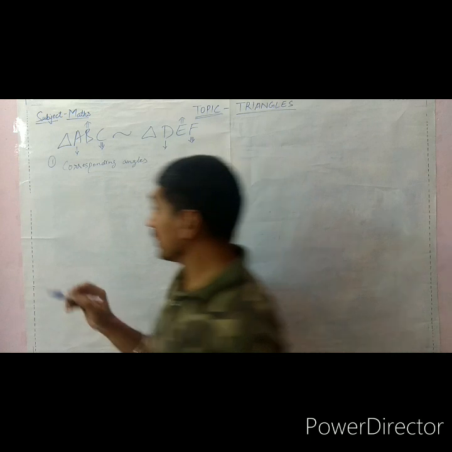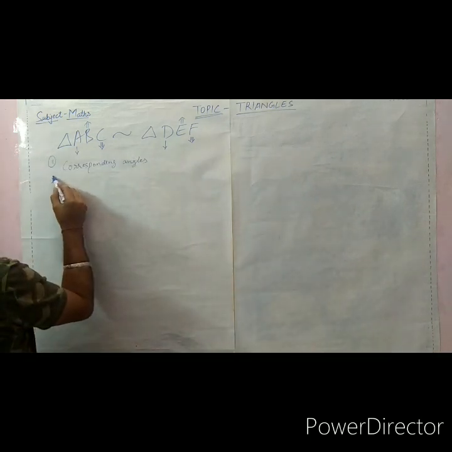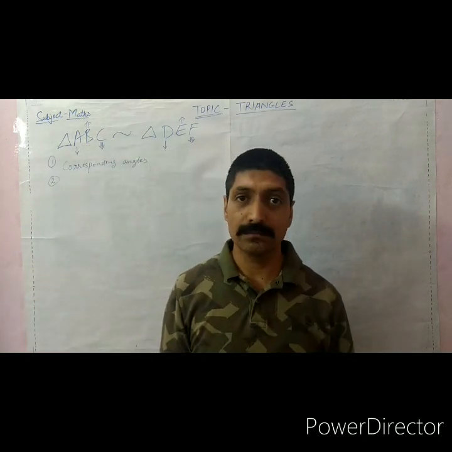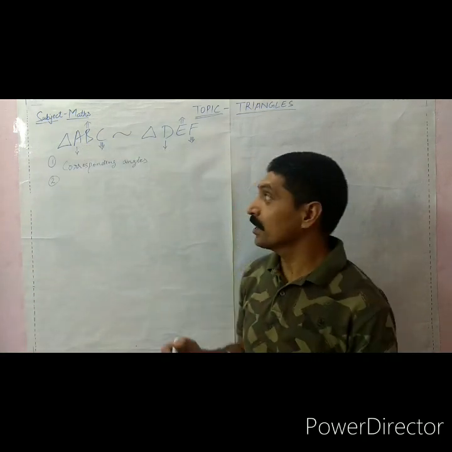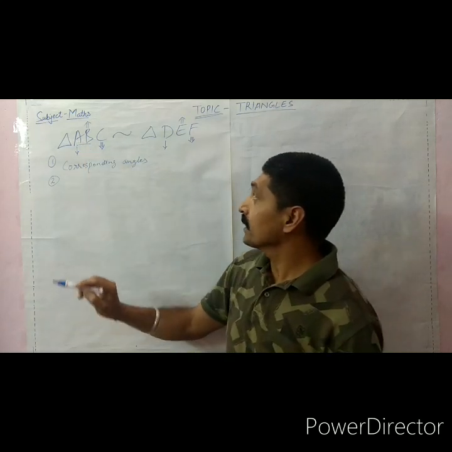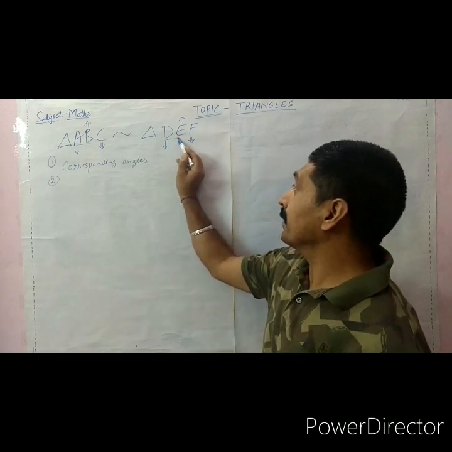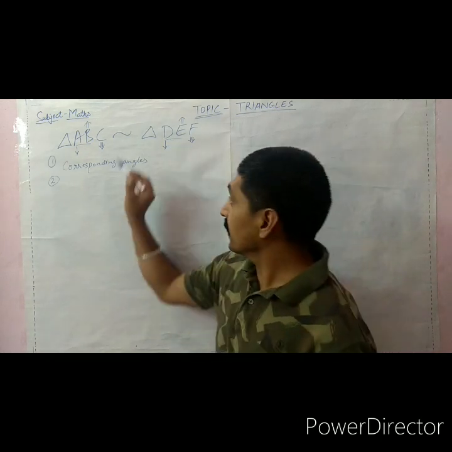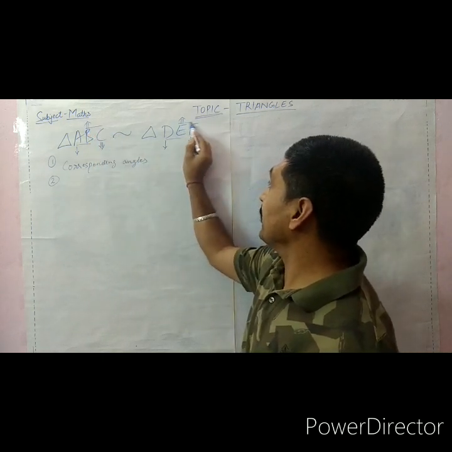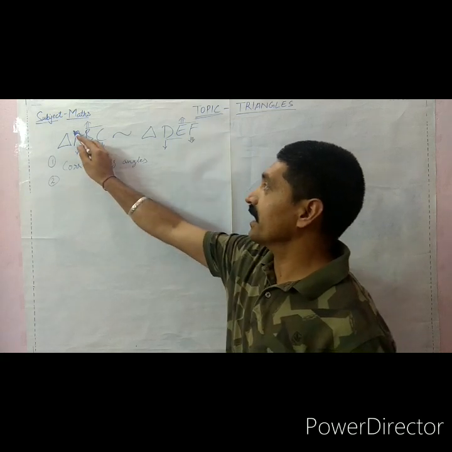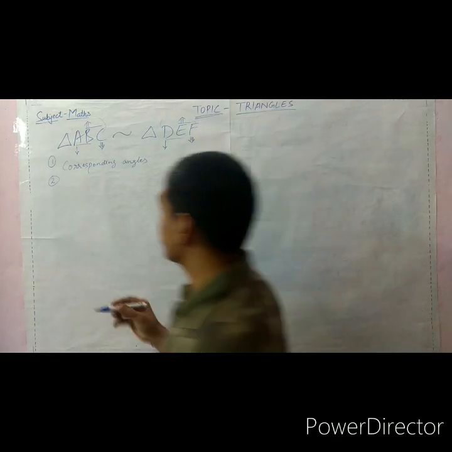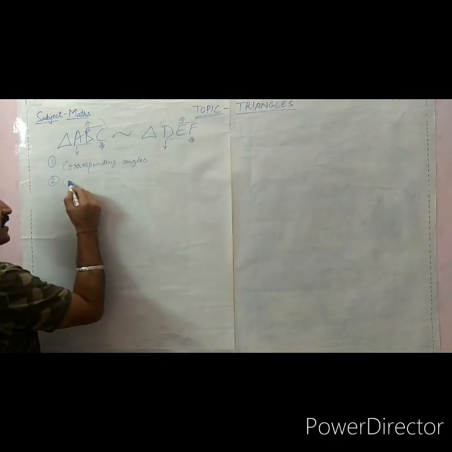Now the second condition: the ratio of the corresponding sides is always equal. What are the corresponding sides? If we are taking the first side AB, then AB upon DE is equal to the second side, BC upon EF, which is equal to the third side, AC upon DF.